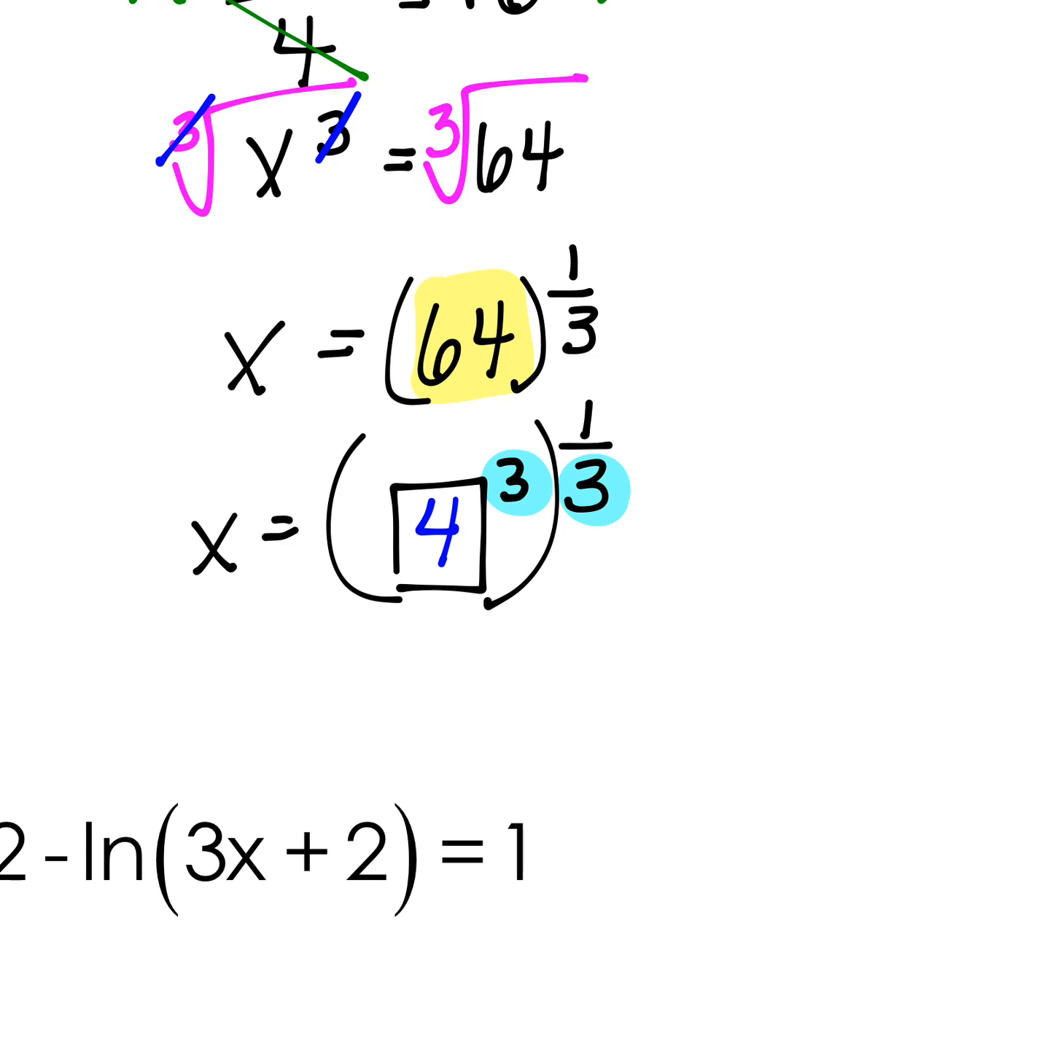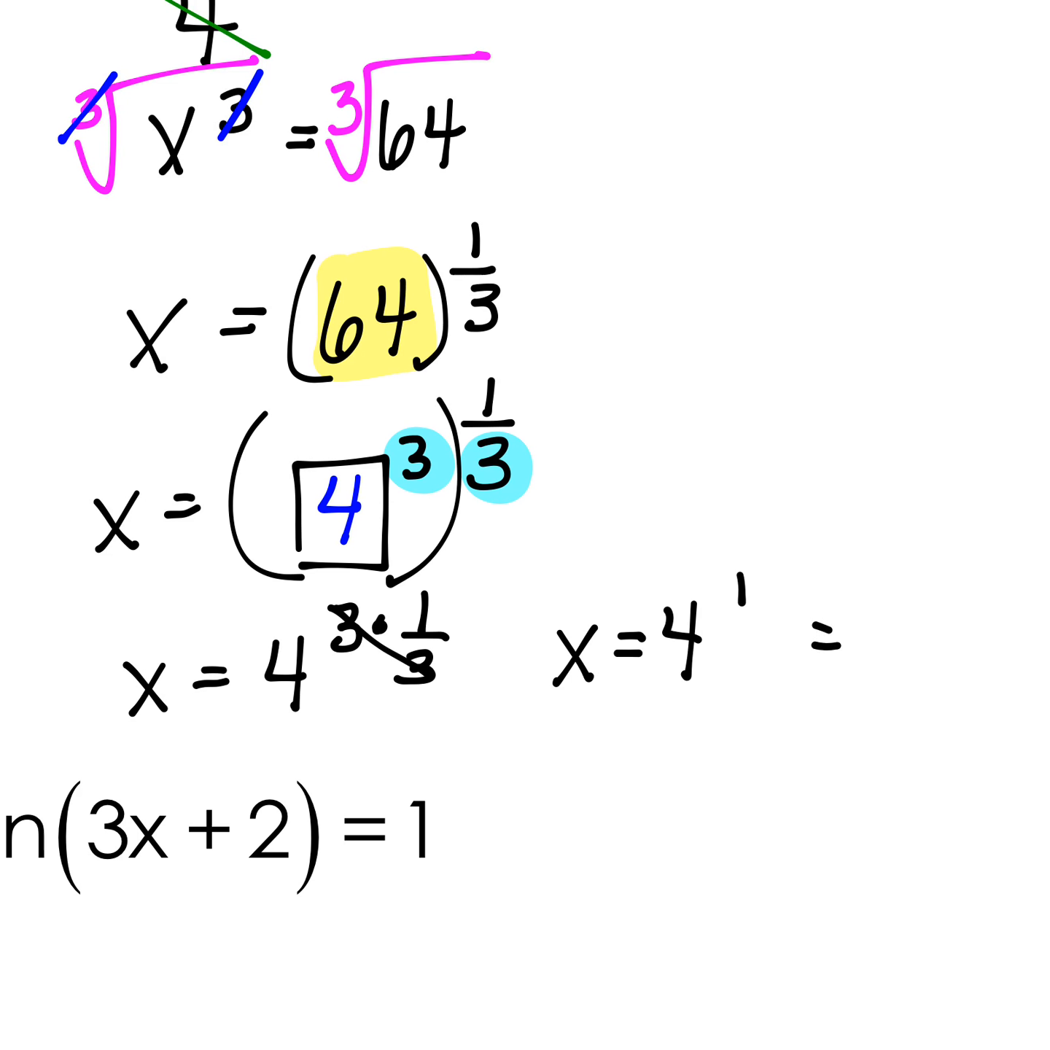So now look what happens. Well, because a power raised to another power, you have 4 raised to the 3 times to the 1/3. Well, those 3's cancel, right? When you multiply in fractions. So you get x is equal to 4 to the first, which is just x equals 4.